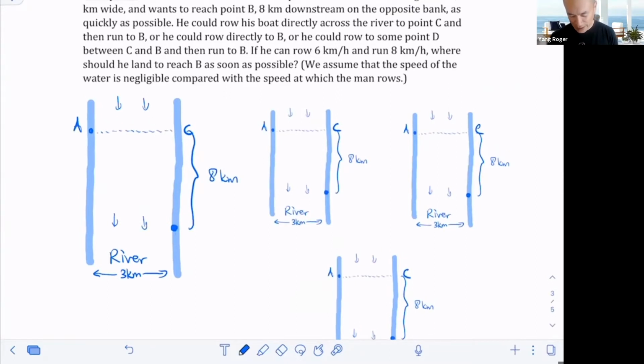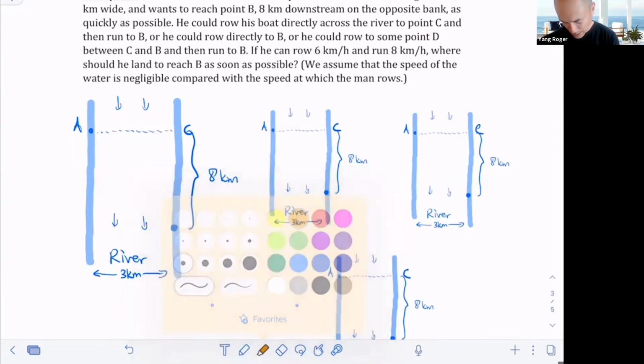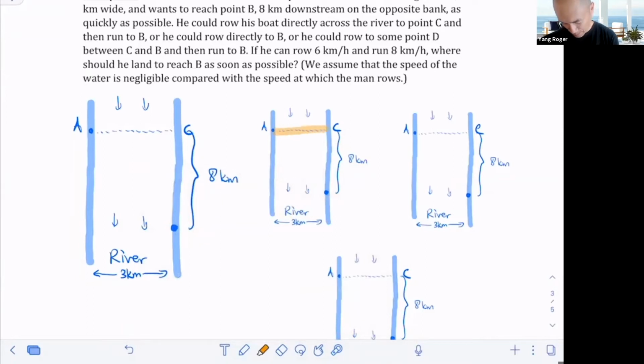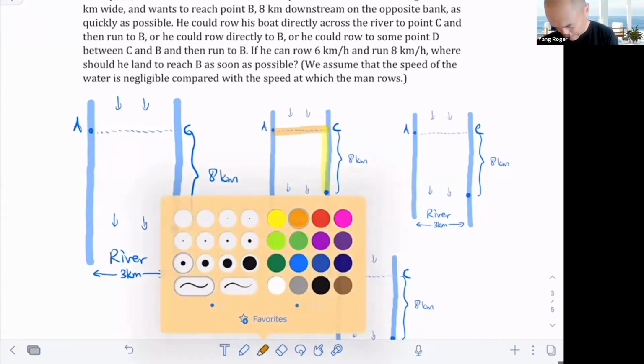So let's try to illustrate each of these situations. The first situation he says is, he could row his boat directly across the river to point C and then run to B. So in that scenario, he rows his boat this way, and then he runs this way. That's the first scenario. What's the second scenario? They're saying he could row directly to B. So if he rows directly to B, it looks something like this.